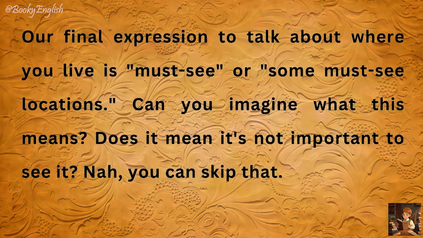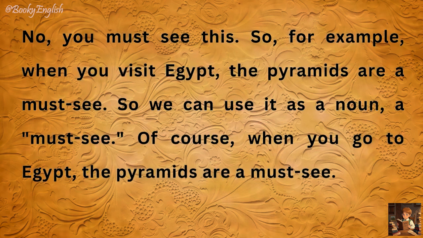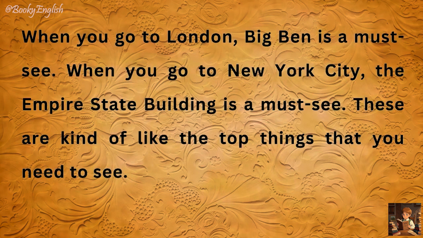Nah, you can skip that. No, you must see this. So, for example, when you visit Egypt, the pyramids are a must-see. So we can use it as a noun, a must-see. Of course, when you go to Egypt, the pyramids are a must-see. When you go to London, Big Ben is a must-see. When you go to New York City, the Empire State Building is a must-see.